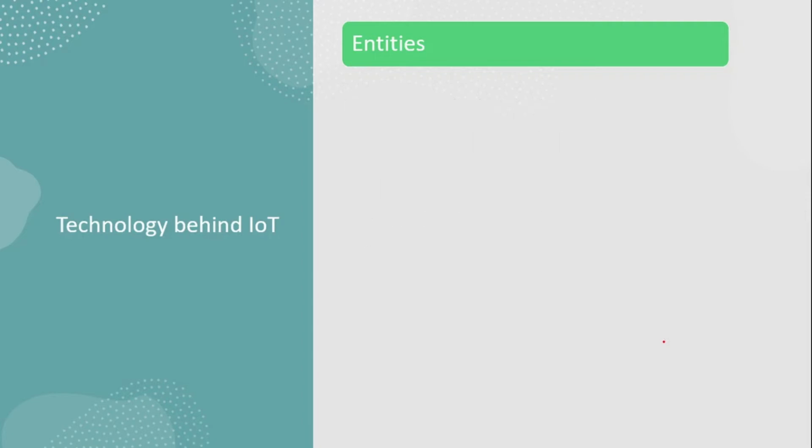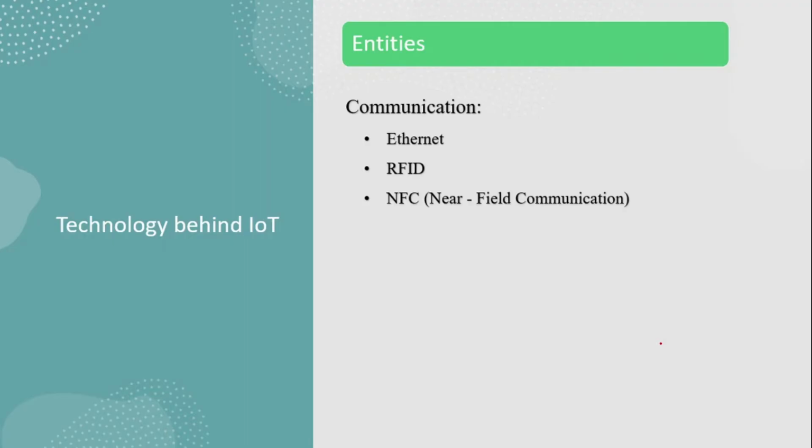Now coming to the next entity, which is communication. We will use Ethernet, which is a wired communication, Ethernet cables. We can use radio frequency identification, which is RFID. Refer to the first video for this RFID concept. Next one, NFC, near field communication. We will discuss this one in coming lectures.